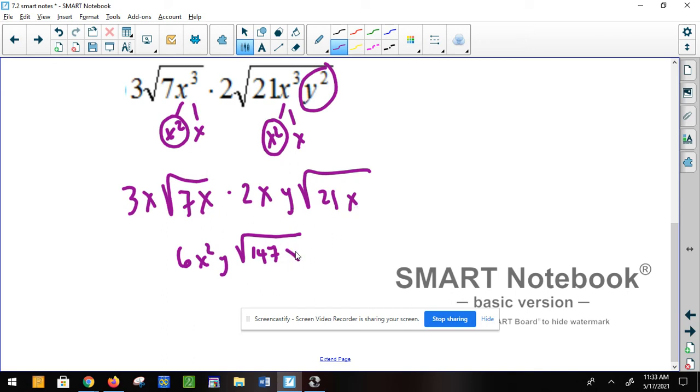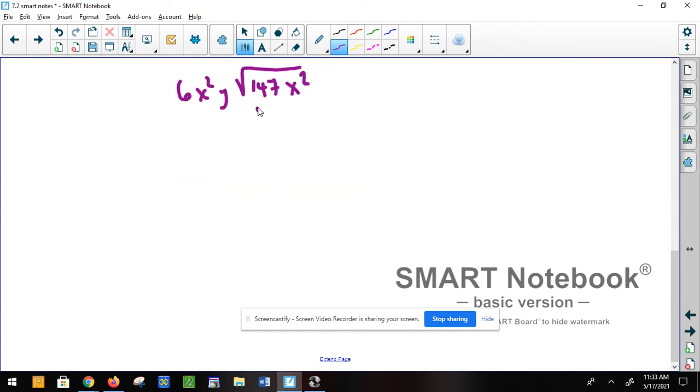And x times x is x squared. 147 is not a square number, but it has a square factor, which is 49. And then 3 would be the other one. X squared itself is a perfect square, so there is more simplifying to do here.